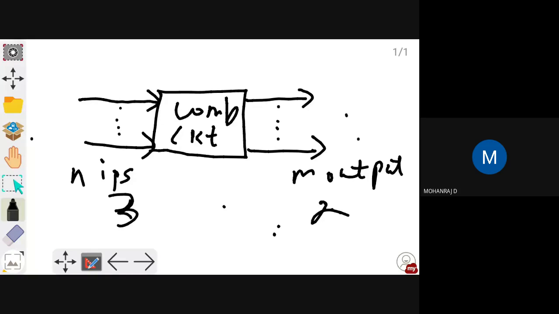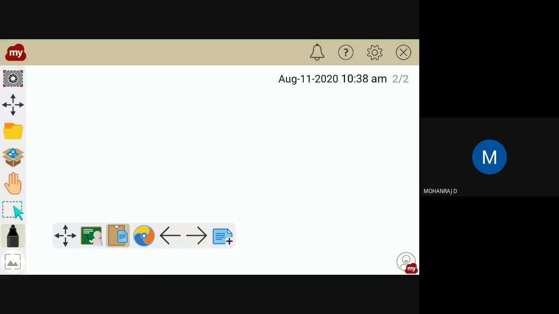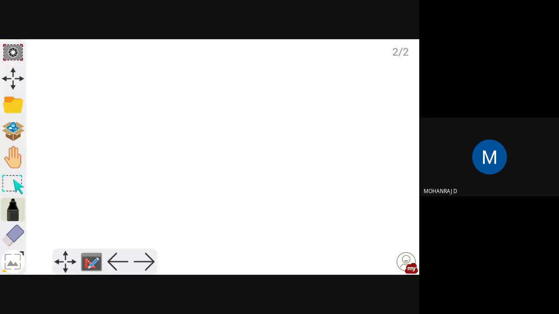So next we are going to analyze a combinational circuit. Analyzing a combinational circuit means you will be given a combinational circuit. The first step in analyzing is to check whether it is a combinational circuit or a sequential circuit. A combinational circuit has only logic gates, no feedback path, and no storage element.